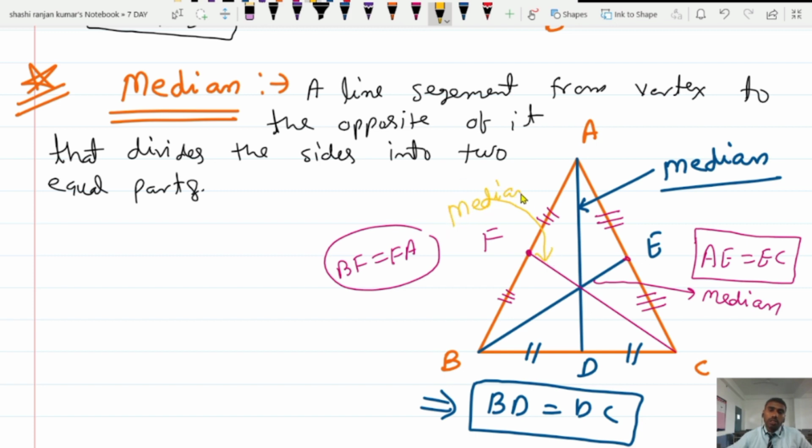So what is the median actually? The line segment that divides the side into two equal parts is called the median of a triangle. So here we can add these points in a triangle.